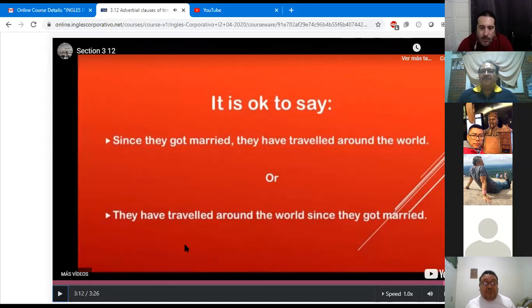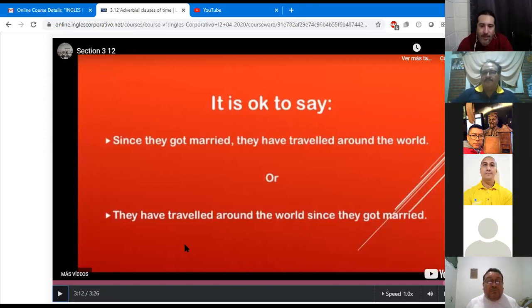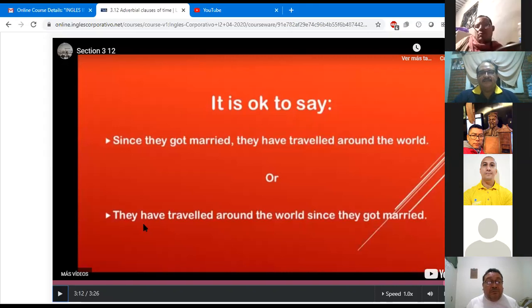Okay, what is the difference? There is one little difference. One is at the beginning and the other one is in the middle. But other difference? The verb is in the past tense. Yes, that's part of the sentence. But what else? The comma? Yes. Look at the comma.